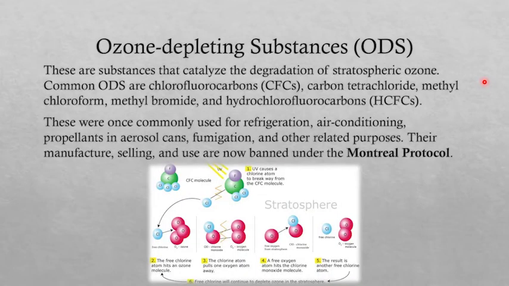Next types of pollutants, we have the ozone depleting substances. Ozone depleting substances or ODS are a separate class of pollutants because they are very specific in their action. These are substances that catalyze the degradation of stratospheric ozone. Stratospheric ozone is the one we are trying to save. Common ODS are chlorofluorocarbons or CFCs. I'm sure you are familiar with CFCs, as well as carbon tetrachloride, methyl chloroform, and hydrochlorofluorocarbons or HCFCs.